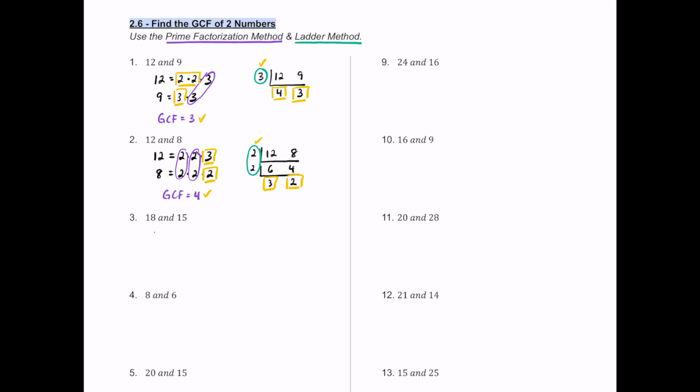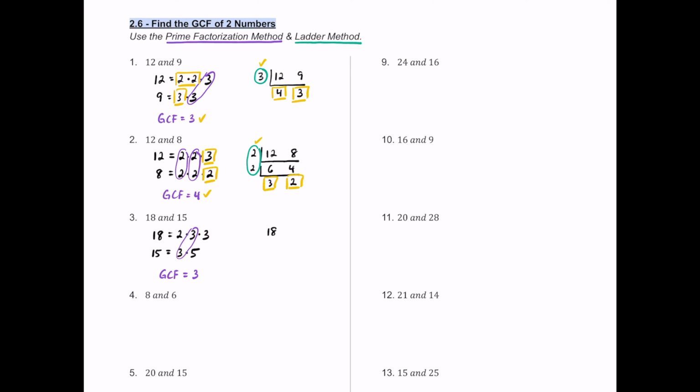For number 3, we have 18 and 15. So 18's prime factorization is 2 times 3 times 3. And 15's prime factorization is going to be 3 times 5. Now, what do they have in common? Well, they both have a 3 in common, and I think that's it. So the greatest common factor for 15 and 18 is just 3. That's the biggest number that goes into both.